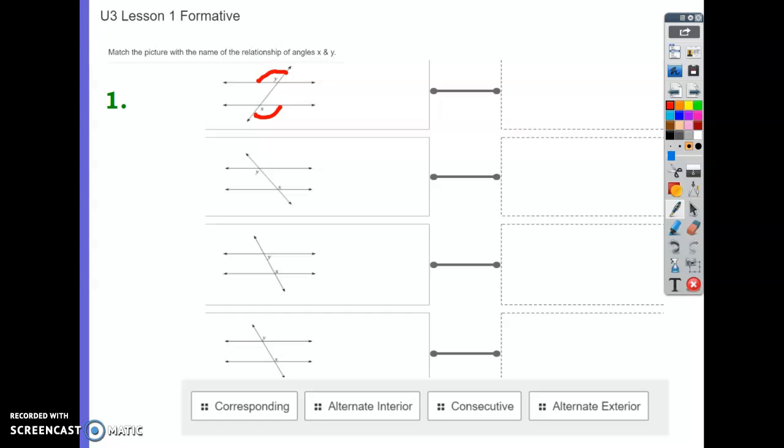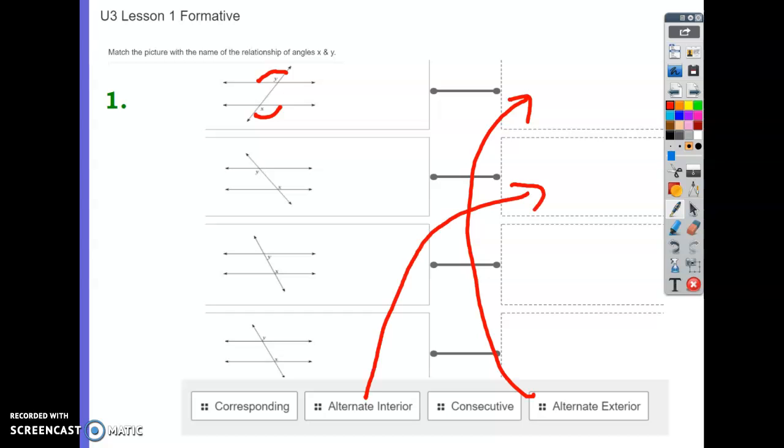Those are alternate exterior: on the opposite, alternating sides of the transversal, and on the outside or exterior of the two parallel lines. Now these are alternating, but they're interior angles. Alternate interior. These are not alternating. They're on the same side of the transversal. Those are consecutive.